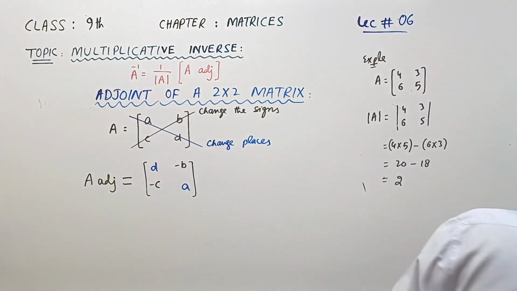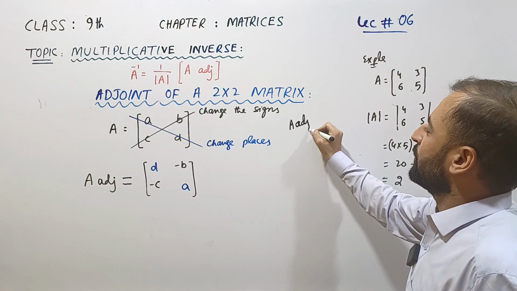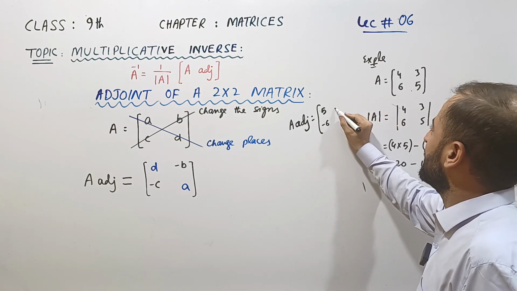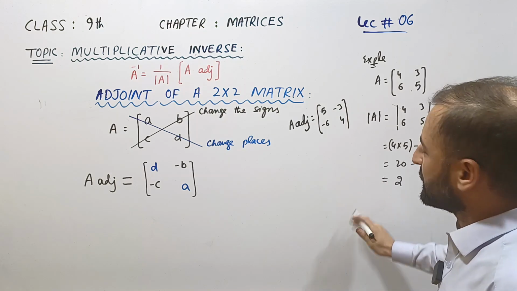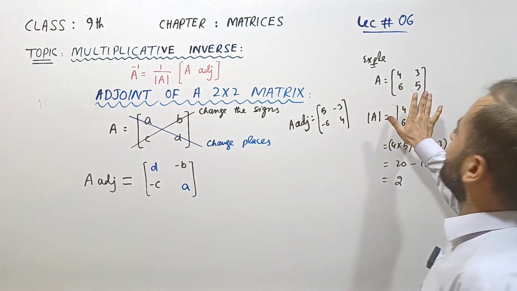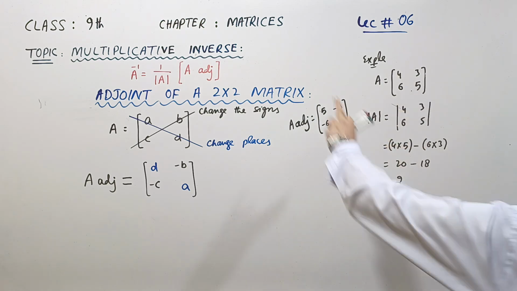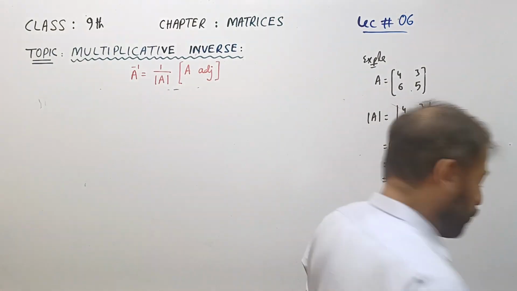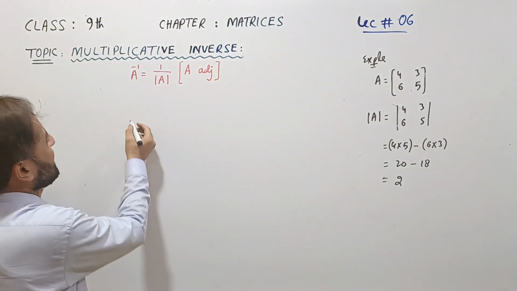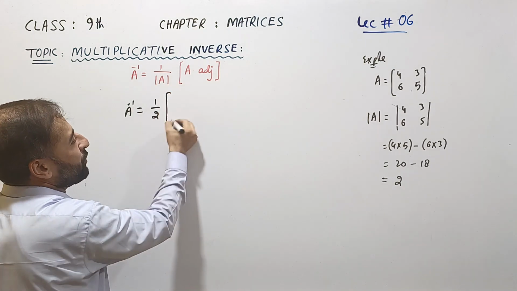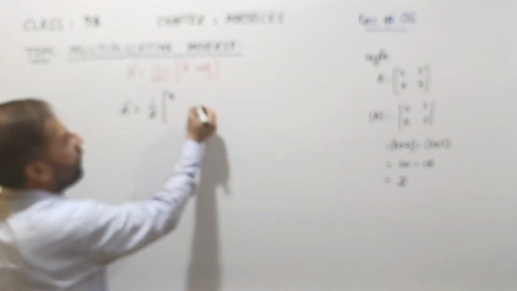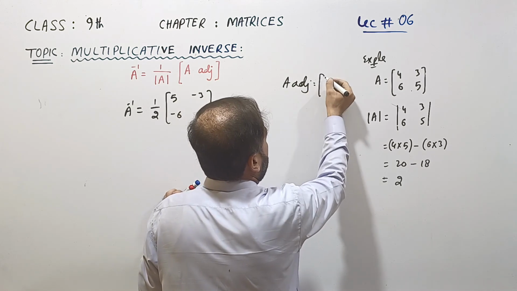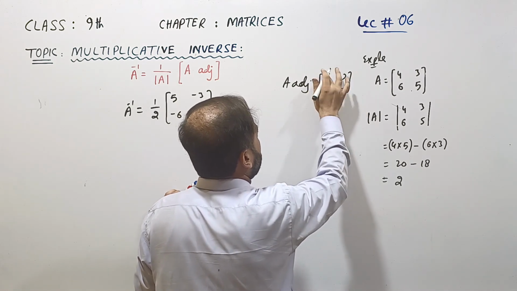Let's say we have this matrix A. Its adjoint will be: interchange the elements of the principal diagonal, 5, 4, and change the signs, minus 3, minus 6. That is A adjoint. Students, finally the inverse. Change places, change signs. Now, I will write the definition of multiplicative inverse, but this is the formula to calculate the inverse. First, you should know how to calculate the inverse. For that particular matrix, A inverse will be equal to 1 by determinant of A into A adjoint, which is 5, 4, minus 3, minus 6.